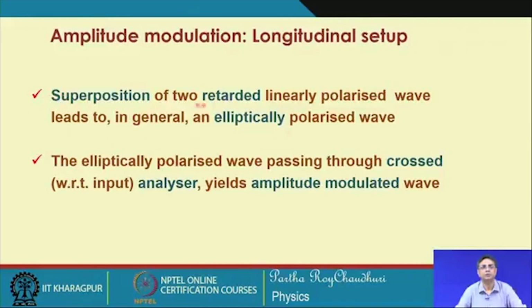Now, this superposition of the two retarded linearly polarized waves leads, in general, to elliptically polarized light. So, if you have an elliptically polarized light and I place a polarizer analyzer at the crossed position with the input polarizer, then it yields the modulation. This is the thumb rule, this is the way the amplitude modulating system for light works, with a pair of crossed polarizer and analyzer.